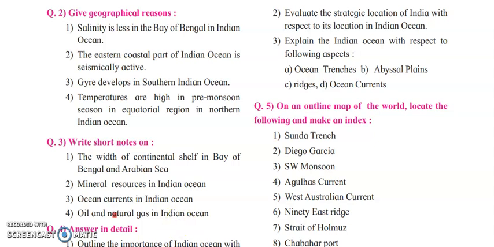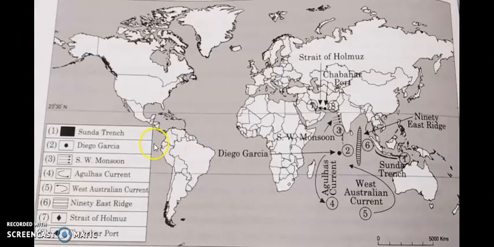Now we have the last question, question 5, outline of the map. So let us solve it. The first is Sunda Trench. You can see the Sunda Trench, that is number 1, is plotted here. Then we have Diego Garcia, which is present here at the second number. We have the southwest monsoon wind, which is plotted here. You can see here 3 numbers with 3 arrows.